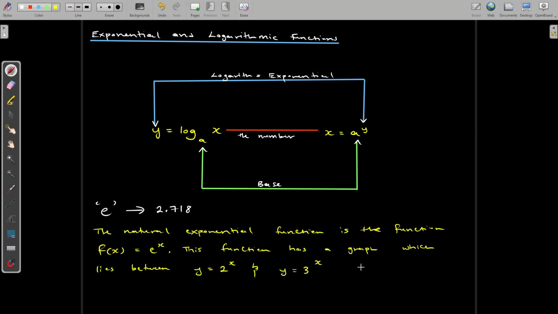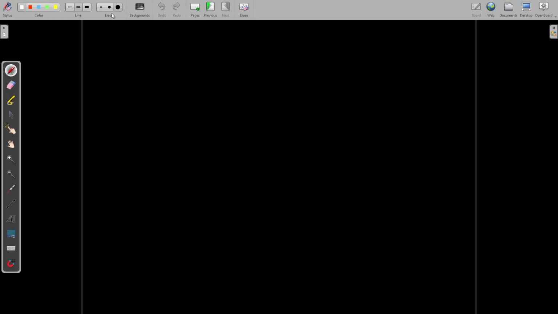Three to the x, because this is where e falls. E lies between 2 and 3. We can agree to that, right? Yes, sir. So that means the exponential function for e to the x would lie between the exponential function of 2 to the x and 3 to the x. Alright, so that's just a little recap of the general notation.